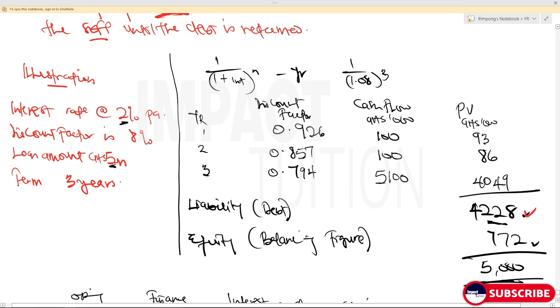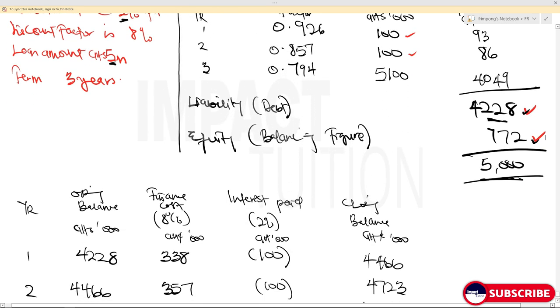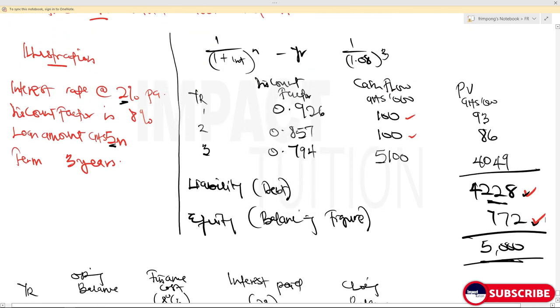And when we applied the discount factor for each of the 3 years on the cash flows, the interest for year 1, interest for year 2, and then the interest and principal for year 3, we had 4,228. Deduct that from the cash received from the loan or the bond, and then we have the balancing figure, which represents the equity component, to be 772. And this is for initial measurement.